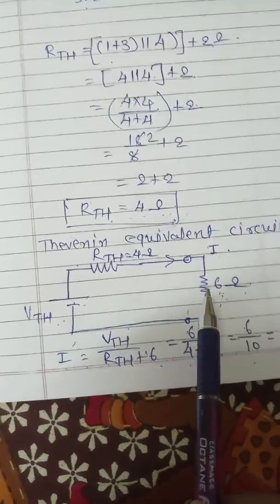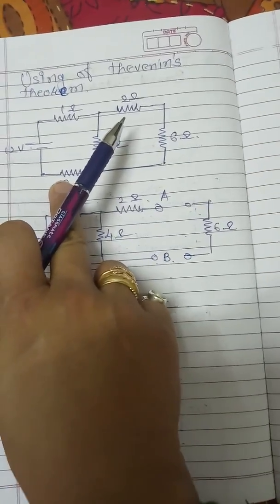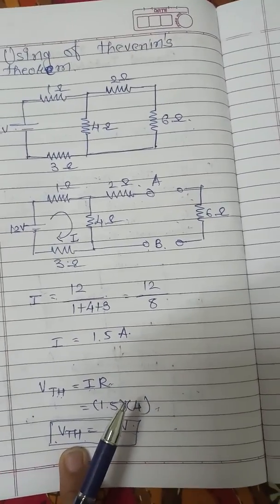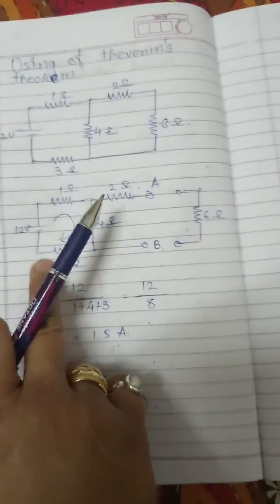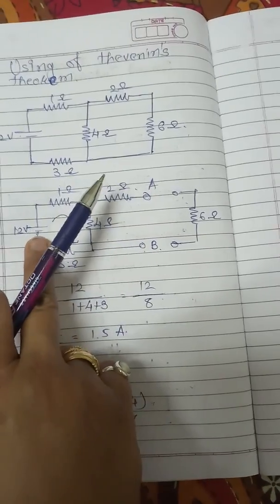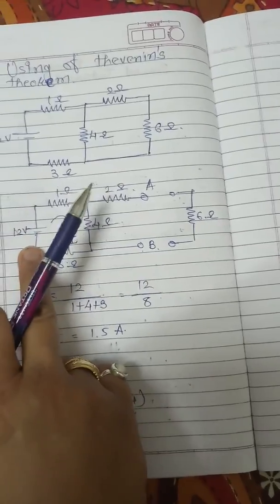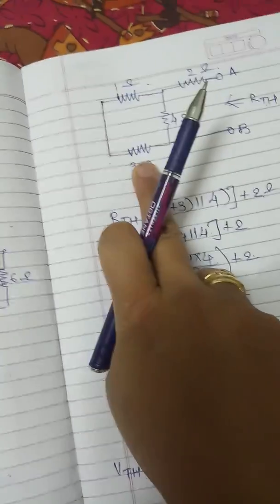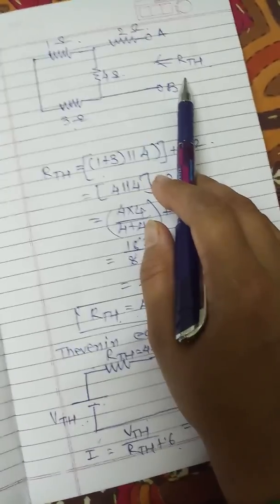So the first step is to disconnect the 6 ohm resistance from the given network. The second step is to find out the VTH, that is the open circuit Thevenin equivalent voltage. The third step is to short circuit or set the voltage source to 0 if internal resistance is 0, or if internal resistance is given, then put the value of the internal resistance there. Here the internal resistance is 0, so set the voltage source to 0 and directly short circuit it, and find out the value of RTH, that is the Thevenin equivalent resistance.